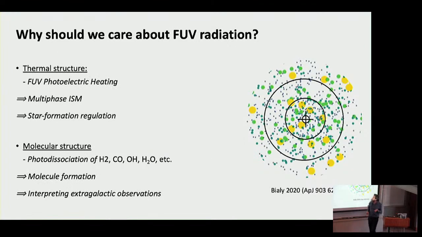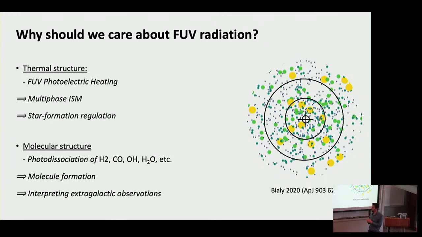So why do we care about the UV radiation field? The UV radiation field really affects so many things in the interstellar medium and in galaxies. First of all, for thermal structure, if you care about the gas, if it's hot, if it's warm, say 10^4 Kelvin, or cold, 100 Kelvin, the UV radiation field is the main heating source, at least in our galaxy. Cosmic rays can be important at low metallicities. That's a separate issue. But in most galaxies, UV radiation is the main heating source, and it is the reason why our ISM is multi-phase, composed of these hot and cold gas structures.